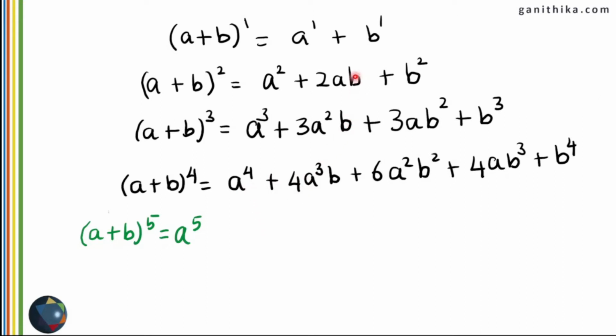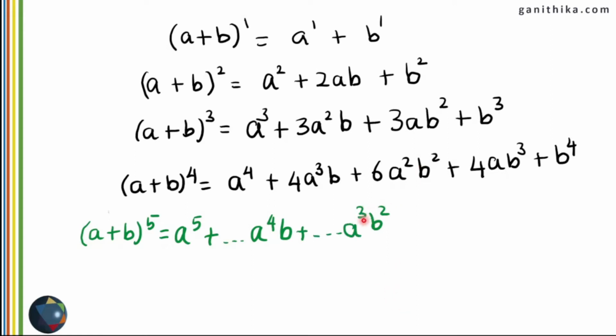And what about b? In the second term, you can see that you have b to the power of 1 in all the expansions. Therefore, the next term should be a number with a power 4 into b. The next term should be a power 3. 1 less than a power 4 should be a power 3. And 1 more than b should be b power 2. So, some number a power 3 and b power 2.